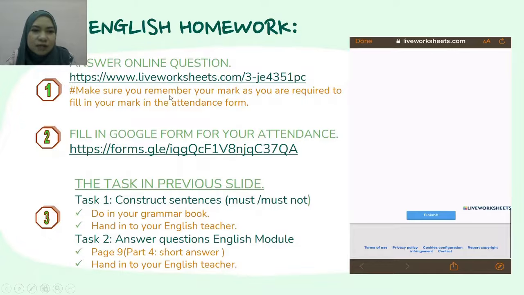For number 1 and number 2, your respected teachers will provide you the link. Number 3, the task from the previous slide. Remember, task 1, construct sentences using must and must not. Do it in your grammar book and hand in to your respected English teacher. Task 2, answer questions in English module, page 9, part 4, short answer. Hand in to your English teacher also. If you have any problem, please ask your respected teachers via your own English group.